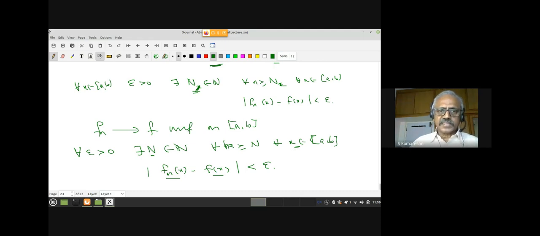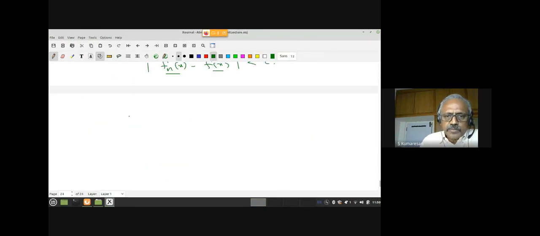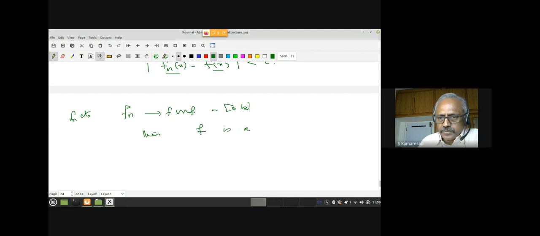Okay. Now what is the result I want to prove? The result I want to prove is if Fn converges to F uniformly and Fn's are continuous on the interval AB, of course, then the limit function, this F is called the limit function, F is also continuous. This is the theorem. So try to understand this. I have a sequence of functions and each one of the functions in the sequence is a continuous function on the interval AB. And what do I know? Fn converges to another function F uniformly.